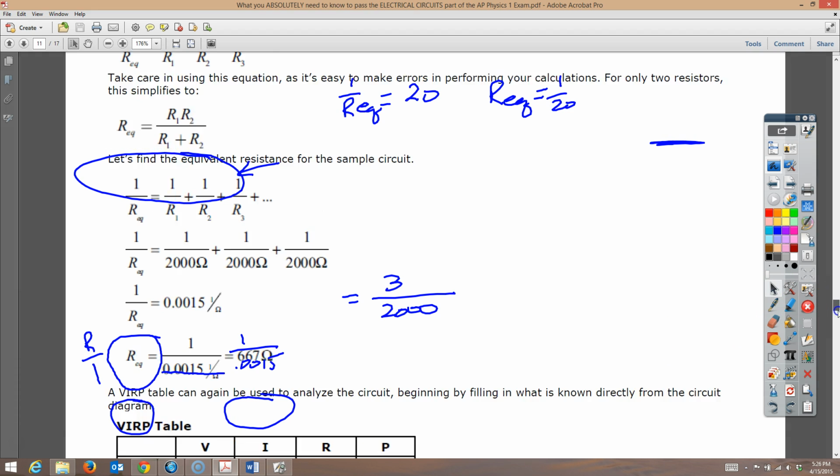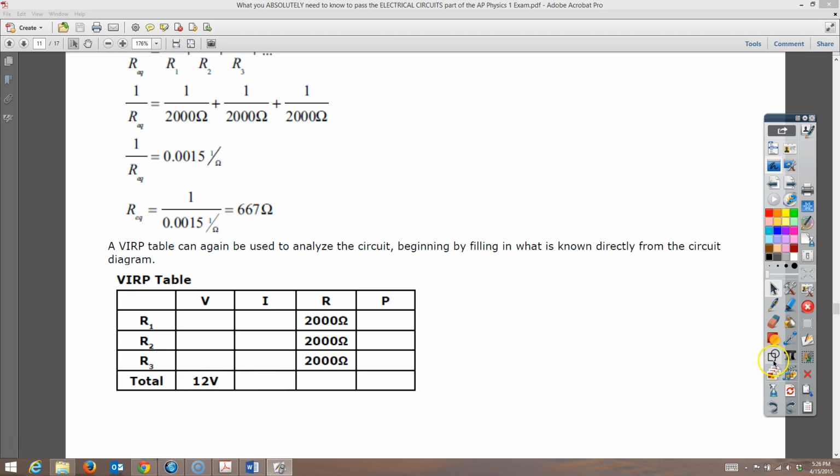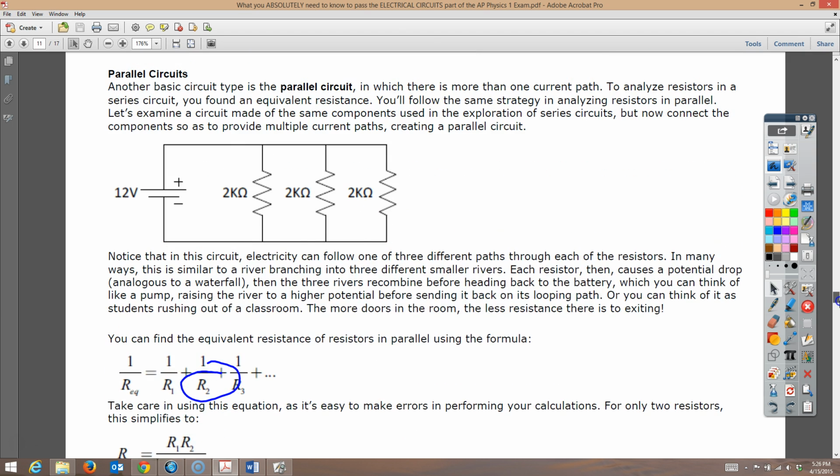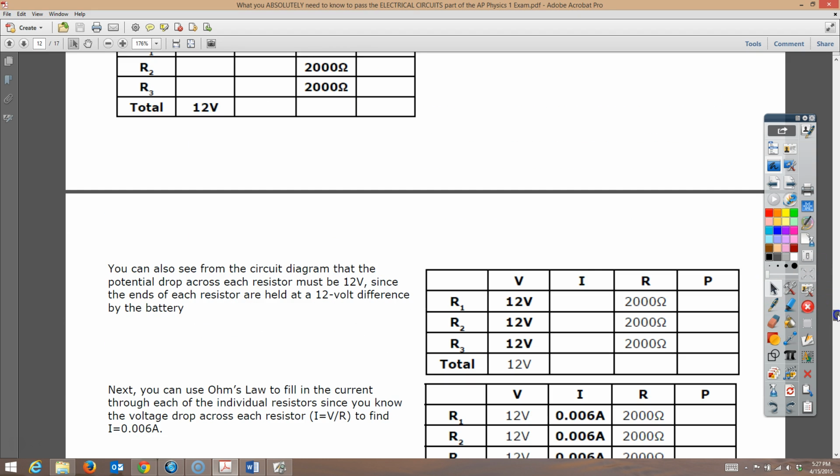Now we can again use the VERP table, but we have to be careful when we fill out the VERP table. We need to fill out what we know from the circuit diagram. One of the things that we already knew was the 12 volts. If you look, the battery on this circuit is 12 volts. And we also have three resistors, all of which are the same. But be careful with this one, because remember we cannot just strictly add all three of the 2000s and make 6,000 ohms. That was in a series circuit.